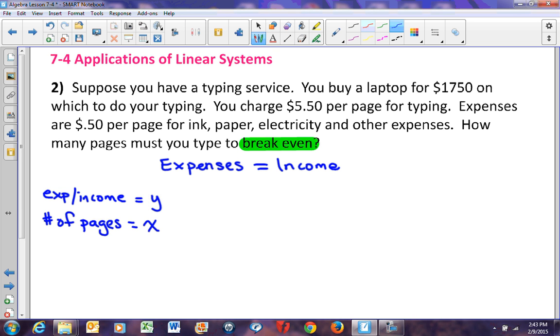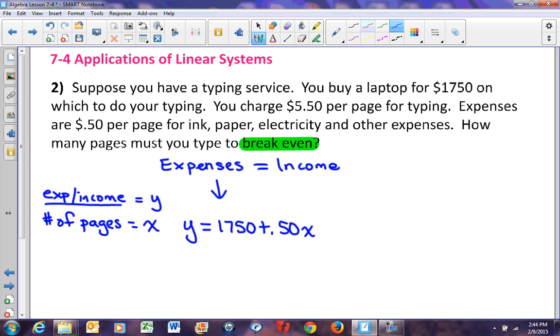So I need one equation based upon expenses and one equation based upon income. That's why it says expenses / income here. I'm going to have 2 equations. One's based on my income and one's based on my expenses. So my expenses equation. How much did I have? What do I have to pay out? Well, I had to buy a laptop. That cost me quite a bit of money, $1,750. So my expenses are equal to the cost of my laptop, $1,750, plus 50 cents per page, so 0.50 times x. There's one equation. And you could rewrite that as y equals 0.50x plus 1750.